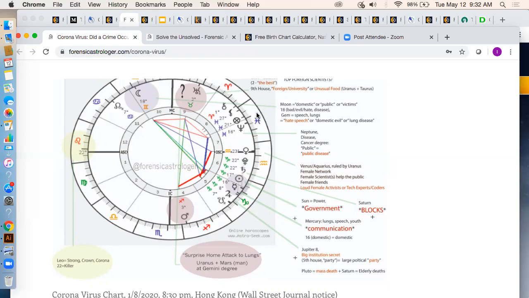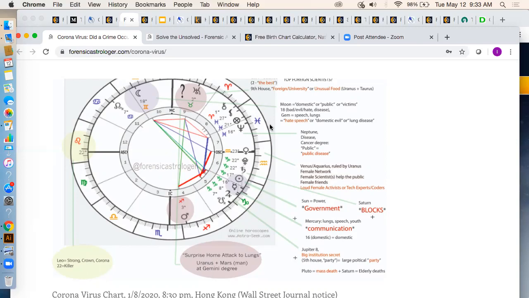Pisces likes to hide. And since Neptune, now remember, Neptune also can mean disease. So it can be a hidden disease. So since Neptune shares the house with Venus, it can mean domestic female activists that are hidden. Cancer means public. So it could represent a public poisoning or a viral agent. Remember, Pisces and Neptune also mean deception. So this virus is not by accident or a product of nature by any means, in my opinion.